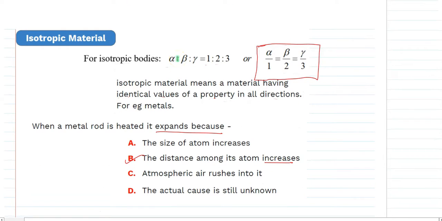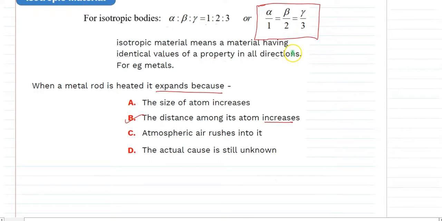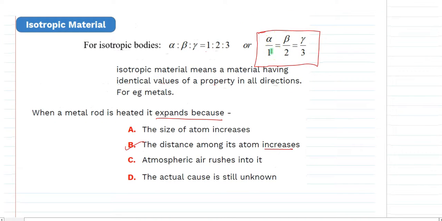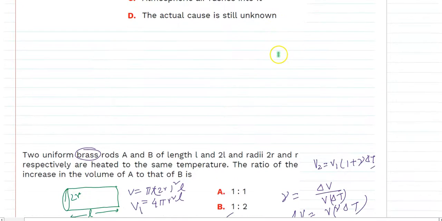Next, the relation between alpha, beta and gamma, the coefficients of linear expansion, surface expansion and volume expansion. Alpha equals beta by 2 equals gamma by 3. To understand, alpha by 1 equals beta by 2 equals gamma by 3. You can memorize it that way. Okay, we can also prove this.